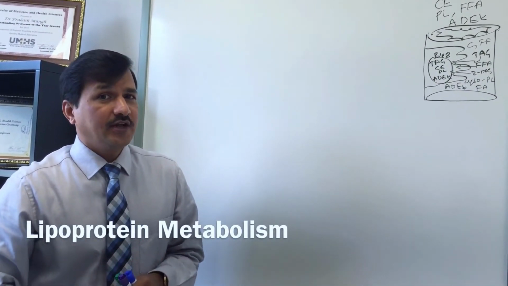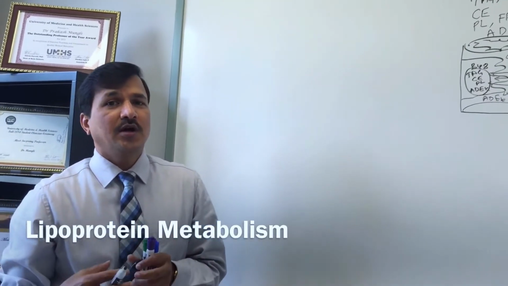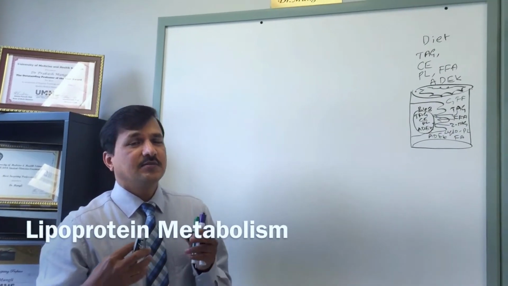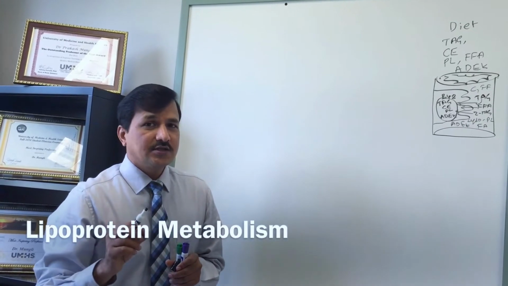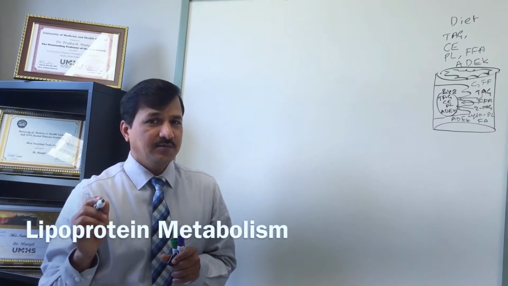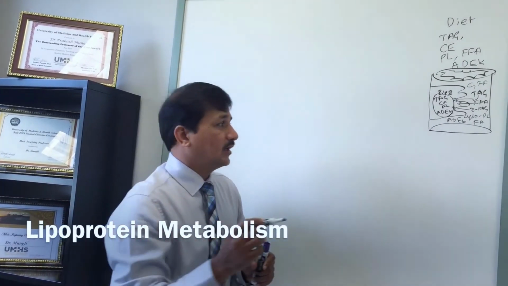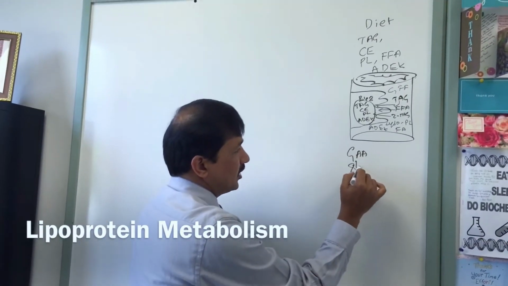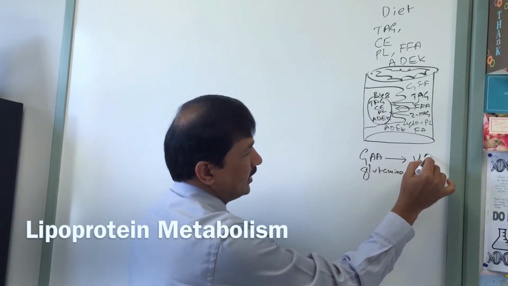Okay, how is ApoB48 synthesized? For ApoB48 synthesis, it will undergo mRNA editing. So the mRNA for ApoB100 is basically only 48% translated. Why? Because in the intestine there is an enzyme called cytidine deaminase. This cytidine deaminase is going to convert CAA into UAA. So CAA, which normally codes for glutamine, is converted to UAA.